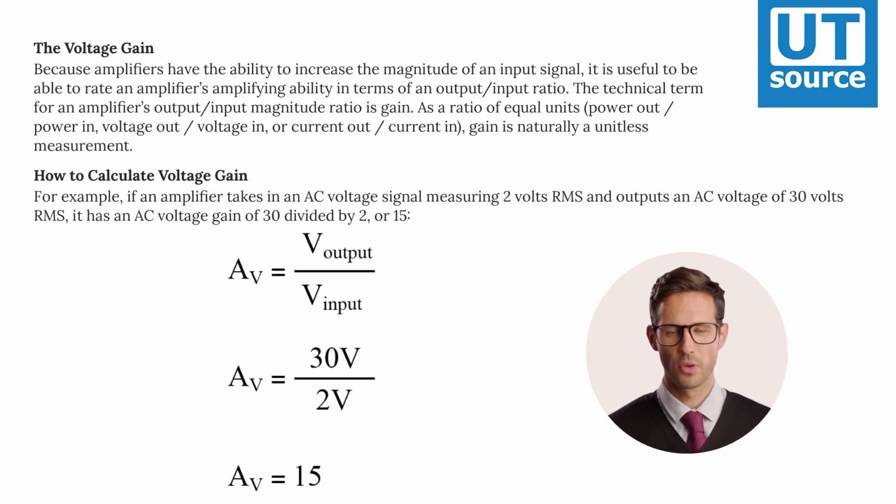As a ratio of equal units, power out/power in, voltage out/voltage in, or current out/current in, gain is naturally a unitless measurement. Mathematically, gain is symbolized by the capital letter A. How to calculate voltage gain. For example, if an amplifier takes in an AC voltage signal measuring 2 volts RMS and outputs an AC voltage of 30 volts RMS, it has an AC voltage gain of 30 divided by 2, or 15.